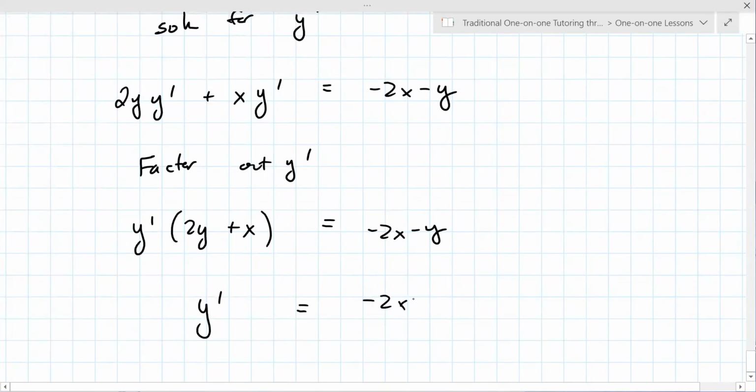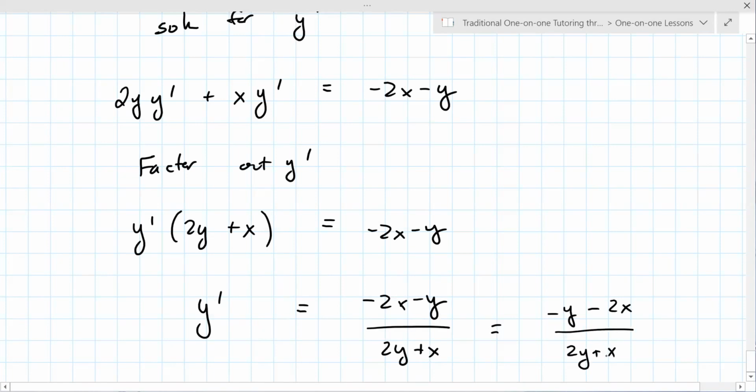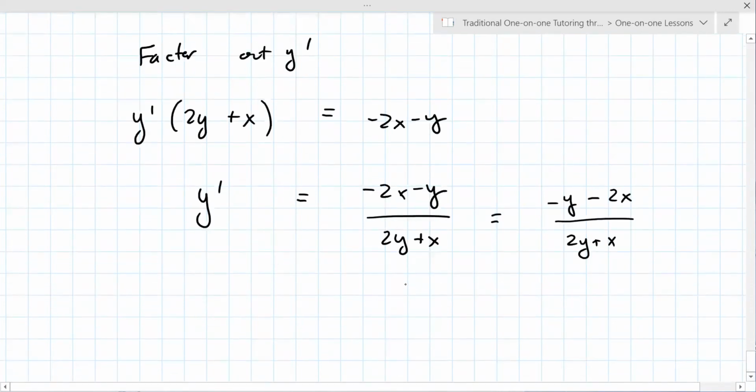Now this one, I didn't pick a very good one, but we chose to put minus 2x in front of minus y. When I subtracted that in the earlier line, I made a decision to put that, but this is equivalent to minus y minus 2x over 2y plus x, meaning just change the order. And if you factor out a -1 out of both in the top and put it in front of the parentheses, it becomes 2x plus y over 2y plus x with a negative out in front.